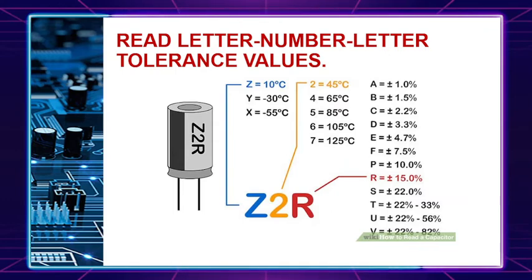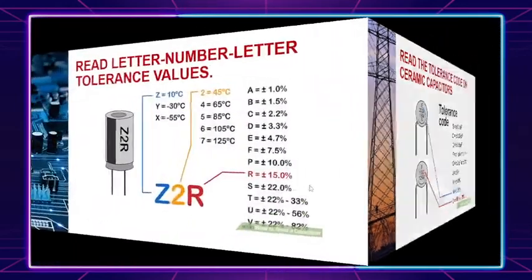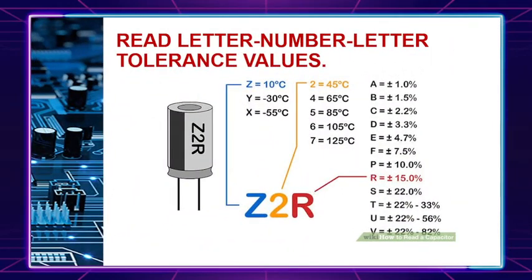Interpret this as follows. The first symbol shows the minimum temperature. Z is equivalent to 10 degrees Celsius. And the next digit is 2. What does it mean? 2 is equivalent to 45 degrees Celsius, while 4 is 65, 5 is 85, and so on.